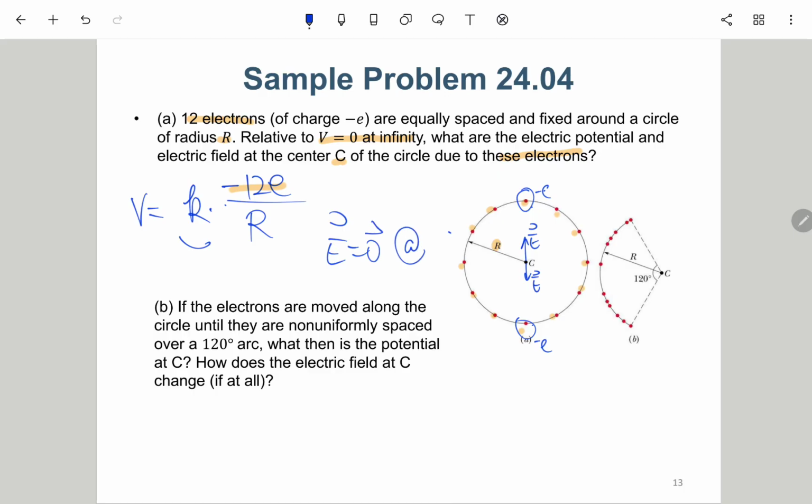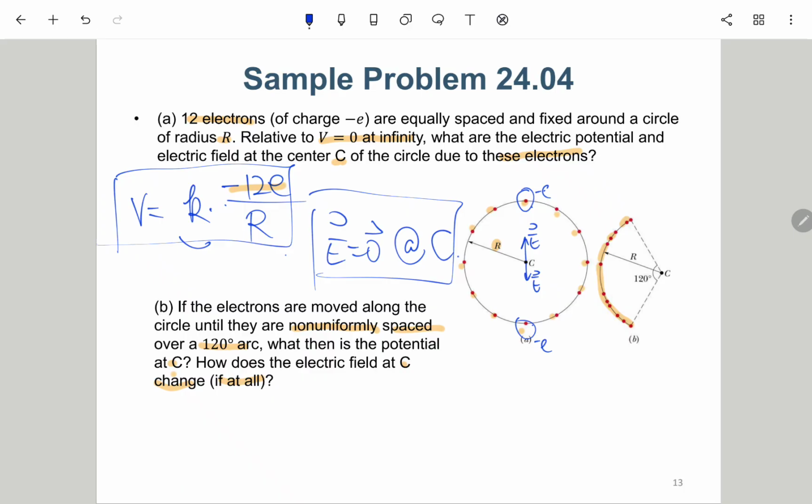Okay, at point C. Yeah. So this is the other one. Okay, this is the potential. For question B, it asks if the electrons are moved along the circle until they are non-uniformly spaced over a 120 degree arc, like this. What then is the potential at C, and how does the electric field at C change, if at all?